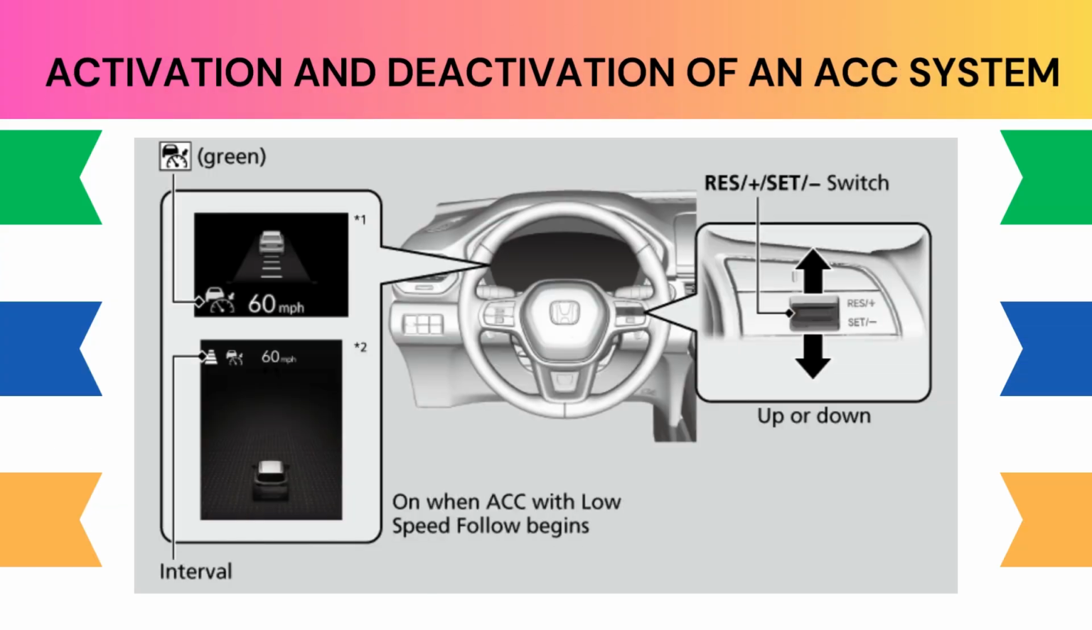We can see the activation and deactivation of the ACC system. The ACC system can be located on the steering wheel of the car, which has the green, interval, and the up and down switch of the positive and negative value, which can adjust the speed according to what the user desires. The green part is the desired speed that has been set by the user, and the interval speed is the speed that the car is currently traveling.